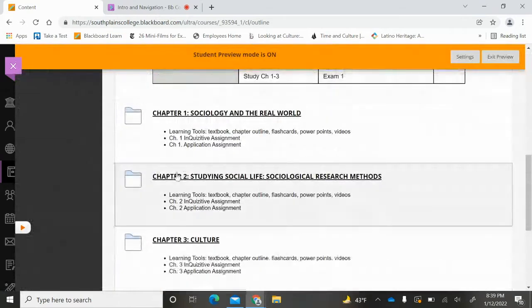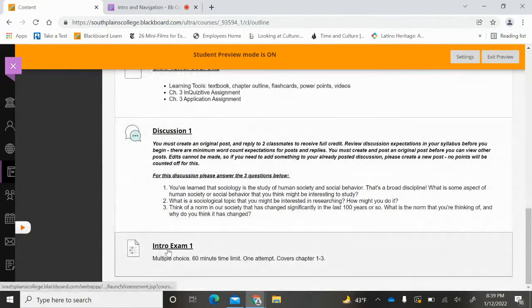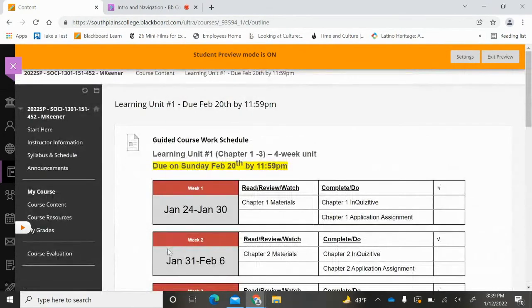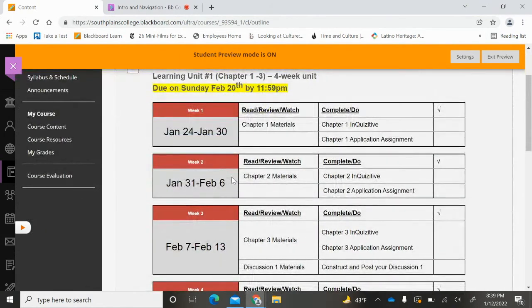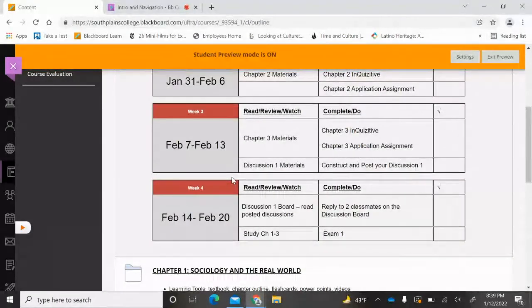You have a folder like that for each chapter, and then you have your discussion, which is a one-off assignment, and then you have your exam. Okay, they all look like that. They're very structured. You start them as soon as the course starts. Make sure all of the assignments are turned in, including the exam, by February 20th for the Learning Unit 1. Okay, so every one of them has a different due date. So just make sure that you are aware of the due date and that you're working towards getting everything done by that due date. Again, can't stress to you enough, this guided course work schedule will help you and make you successful and keep you from stressing out or forgetting that you have work to do in this class.